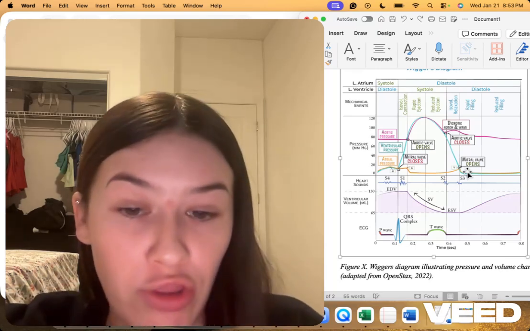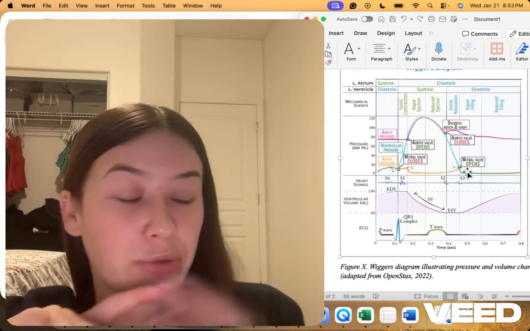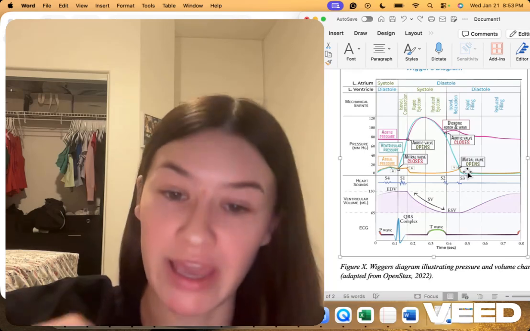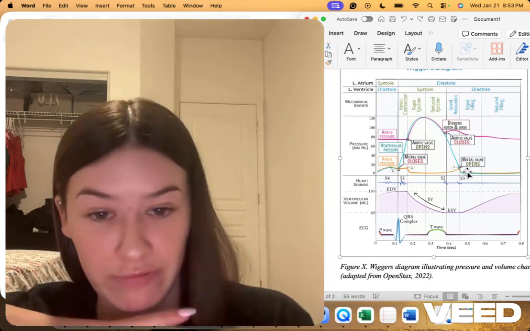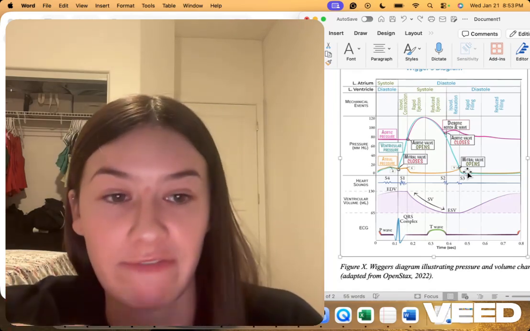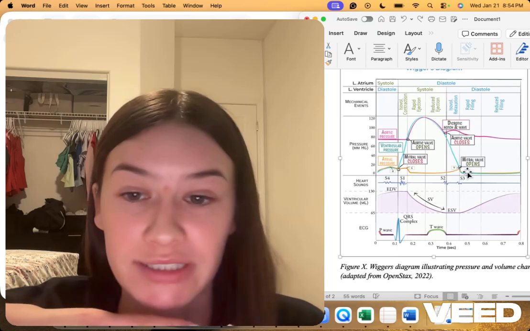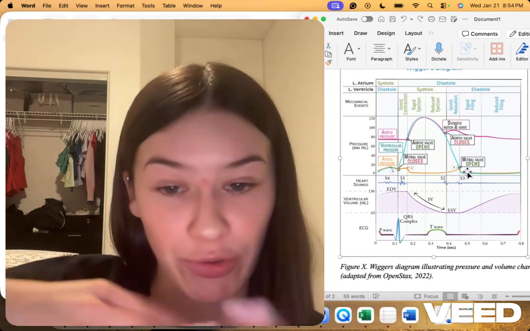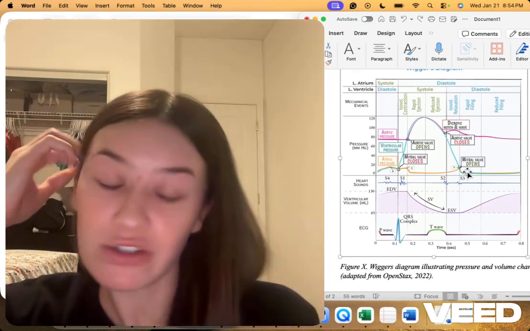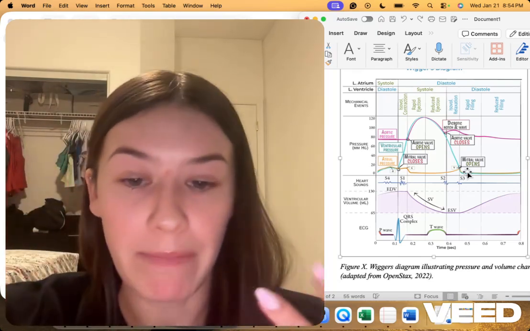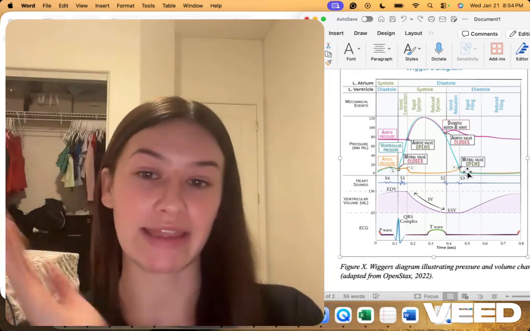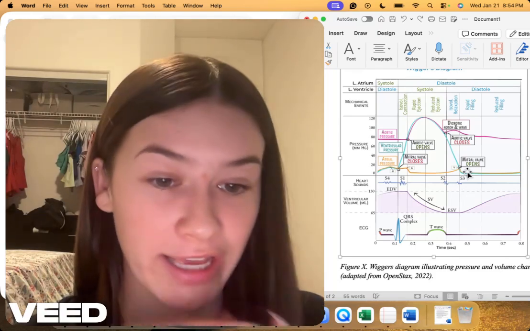Overall, the Wiggers diagram shows the pressure changes and how they drive valve movement. Valve movement controls the blood flow, and the blood flow determines changes in ventricular volume. So it all works together in this complete cardiac cycle. These explain how the heart fills, ejects blood, and maintains cardiac output with each heartbeat. And this completes one full cardiac cycle.